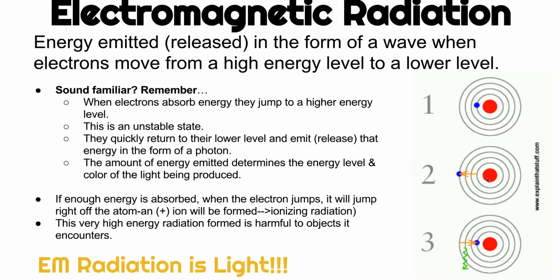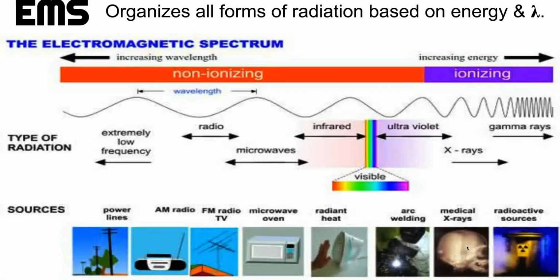But please remember, EM radiation is nothing more than light, which is produced during this process of electrons jumping up, falling back, releasing energy. So it's just light. Now, these forms of light or radiation or electromagnetic radiation can be organized on the spectrum, and they're organized based on their energy and their wavelength.